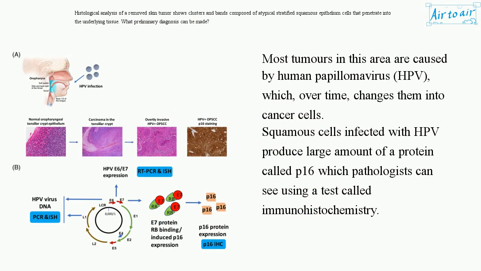Most tumors in this area are caused by human papillomavirus, HPV, which, over time, changes them into cancer cells. Squamous cells infected with HPV produce a large amount of a protein called P16, which pathologists can see using a test called immunohistochemistry.